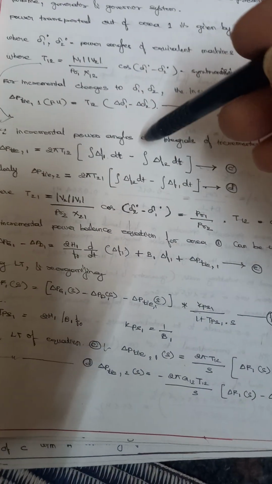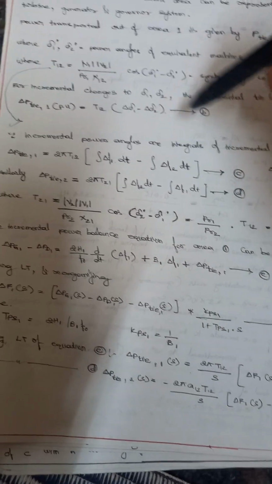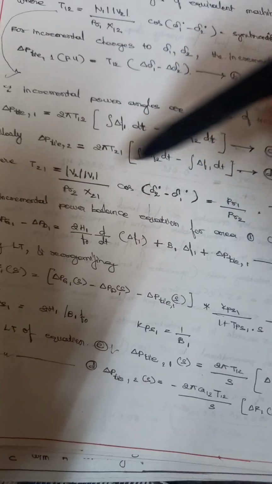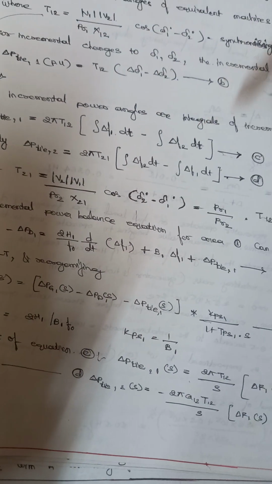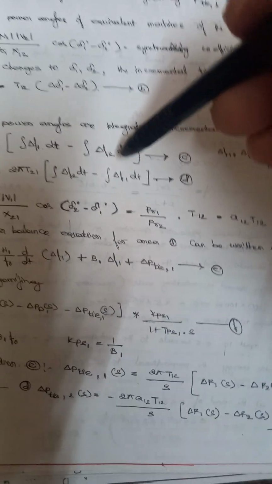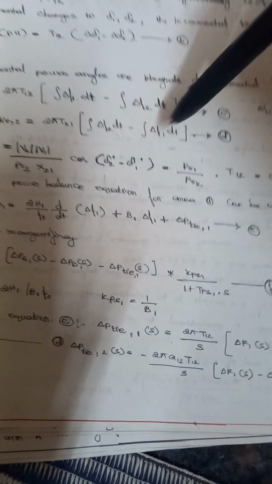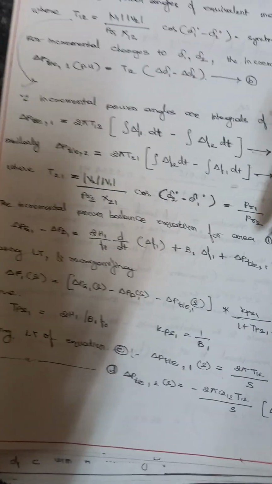The synchronizing coefficient is represented here. Therefore, incremental power angles are integrals of the incremental frequencies. So these expressions are expressed in terms of integrals of the incremental frequency. The change of tie-line power with the incremental frequency is 2 pi T12 times the integral of del f1 dt, and the incremental frequency values from area 1 to area 2 are represented. This proceeds as part of the expressions, and it will be continued in the further stage.